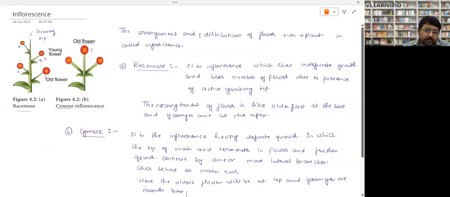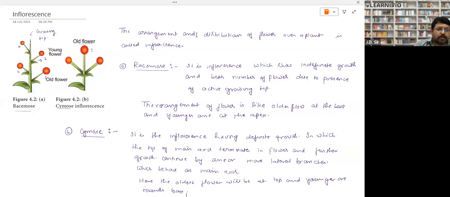Inflorescence. This question has been asked multiple times, in various question forms, and when we solve the questions, we will come to know what kind of questions are asked. So look, the arrangement and distribution of flowers over the plant is called inflorescence. How the flowers are arranged on any plant, that is called inflorescence, right? So inflorescence can be of two types: racemose and cymose.